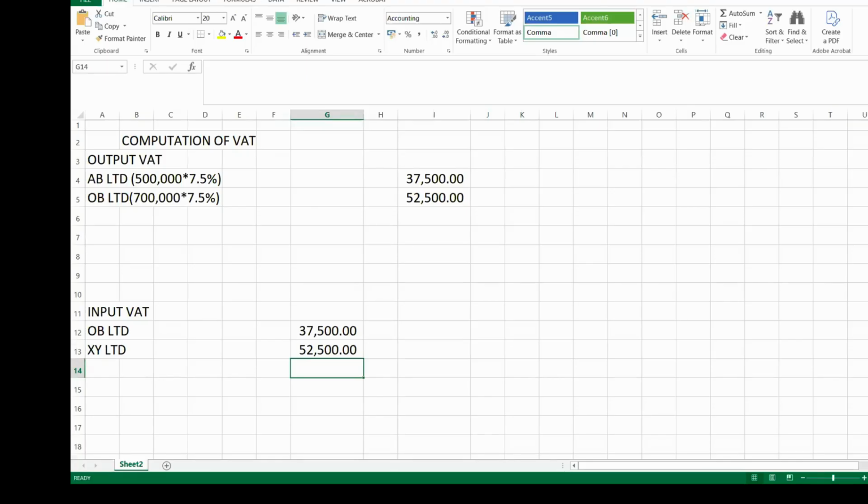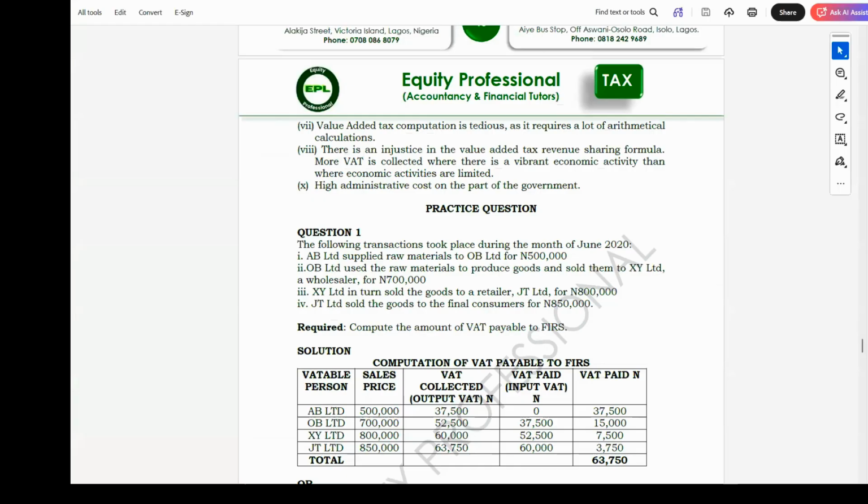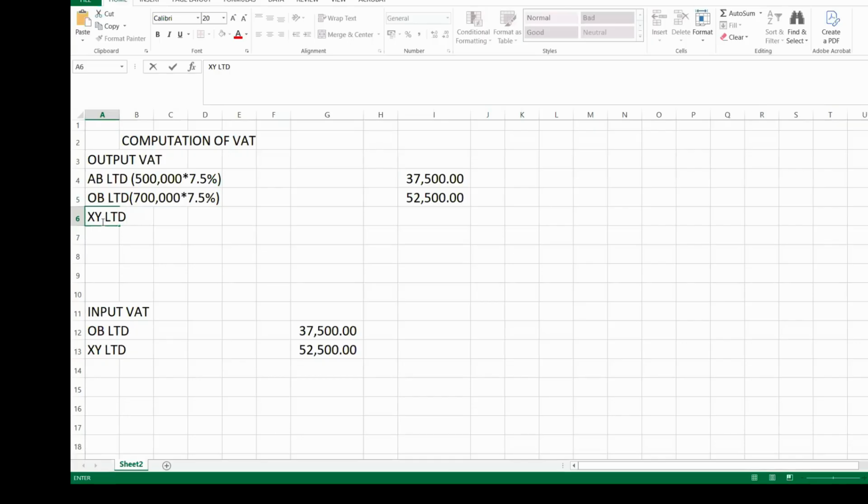Then after that, SY Limited in turn sold the item to a retailer, JT Limited, for 800,000 naira. SY is now selling to JT Limited for 800,000 naira. So SY Limited is going to collect output VAT on 800,000 multiplied by 7.5%. That will give us 60,000.